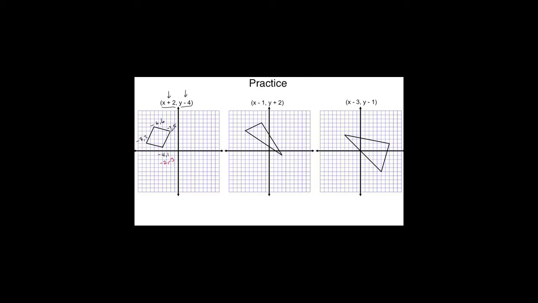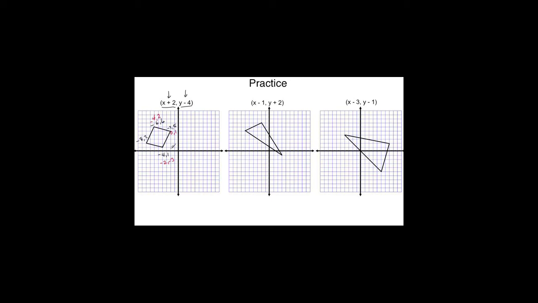Okay, this point right here, negative 2, 5. I'm going to add 2 to the negative 2, which leaves it 0. And I'm going to subtract 4 from the 5, which makes it a 1. Okay, over to this point, negative 6. I'm going to add 2, so that makes it negative 4. And then I'm going to subtract 4 from the 6, which makes it 2.